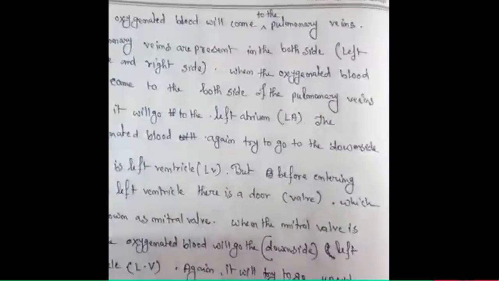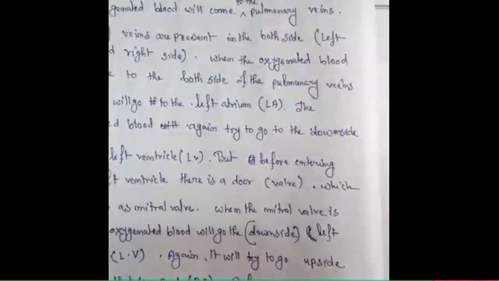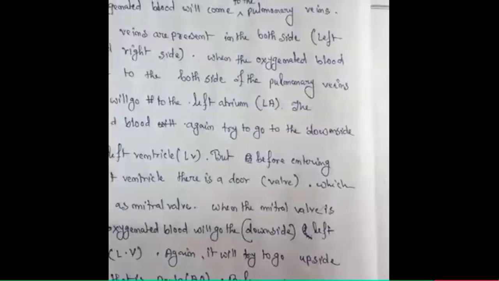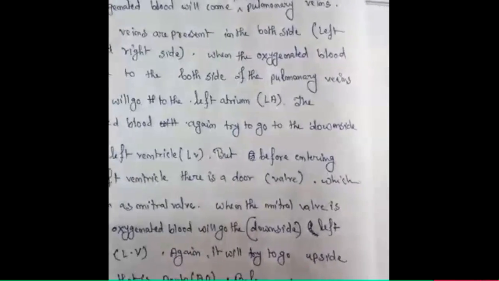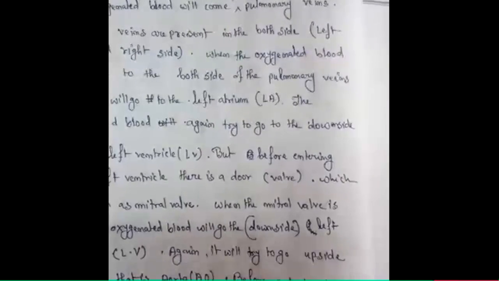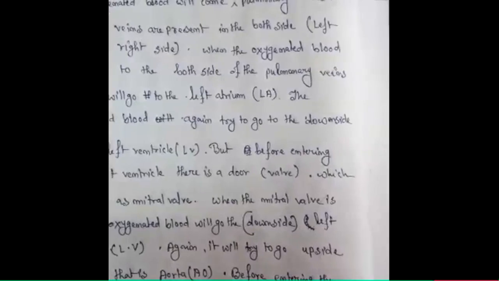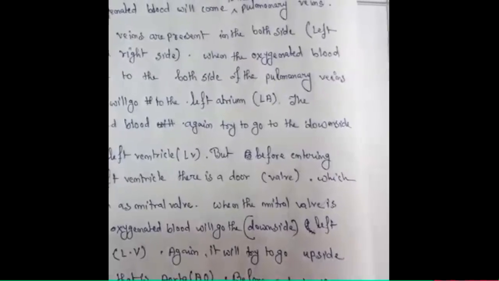But before entering the left ventricle, there is a valve which is known as the mitral valve. When the mitral valve is open, the oxygenated blood will go to the left ventricle. Again, it will try to go upside, that is the aorta. Before entering the aorta, again there is a door or pathway or valve which is known as the aortic valve. As soon as the aortic valve is open, it will go to the aorta.